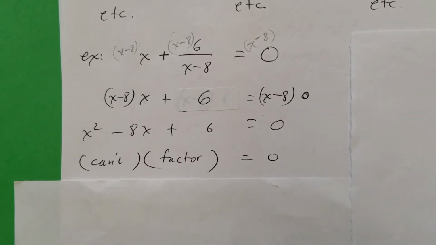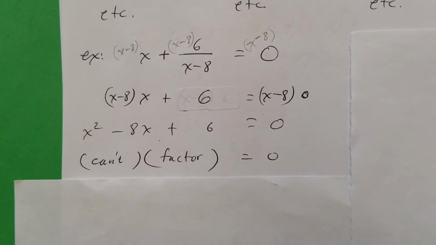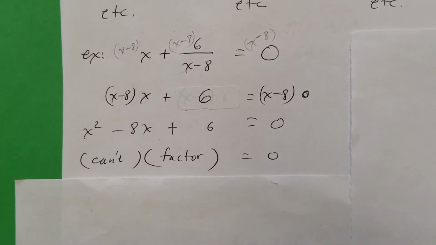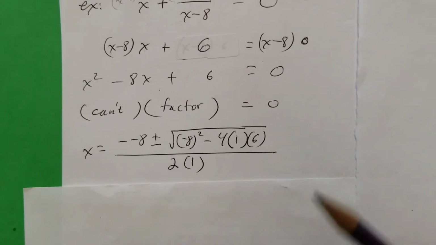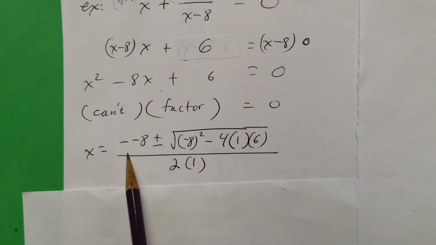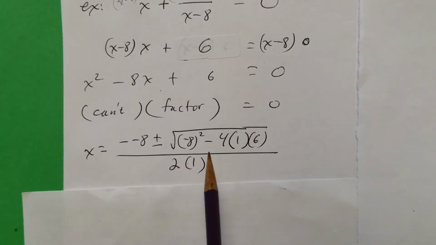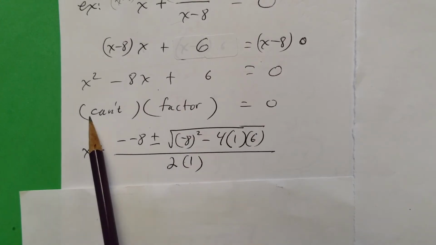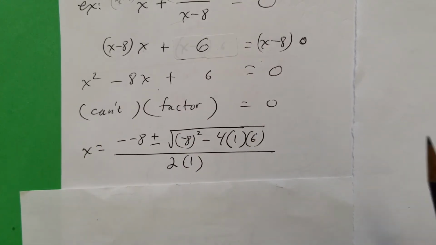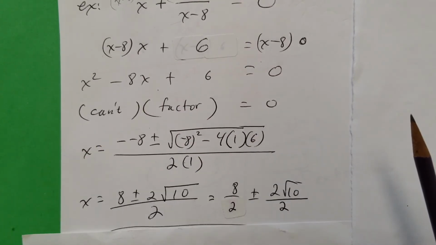So now you got to take out the big gun, the quadratic formula. So I already did it for you. I plugged in all the numbers, right? Remember, x equals negative b plus or minus square root of b squared minus 4ac all over 2a. Remember that? This is it. We're forced to do this because it can't factor. So I plug in the numbers, and I get all of this.